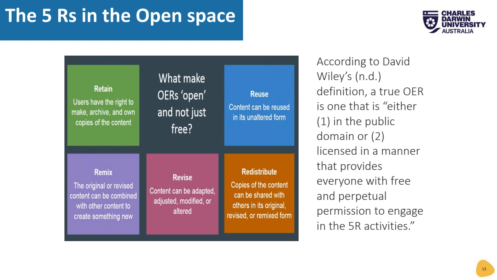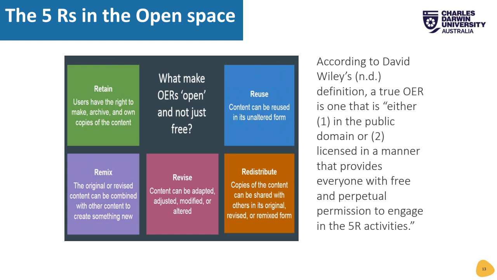When working with copyright in the open space, it is important to understand the 5 R's. According to David Wiley's definition, a true OER is one that is either 1, in the public domain, or 2, licensed in a manner that provides everyone with free and perpetual permission to engage in the 5 R activities. And the visual on this screen shows you the actual 5 R's and explains them in more detail.